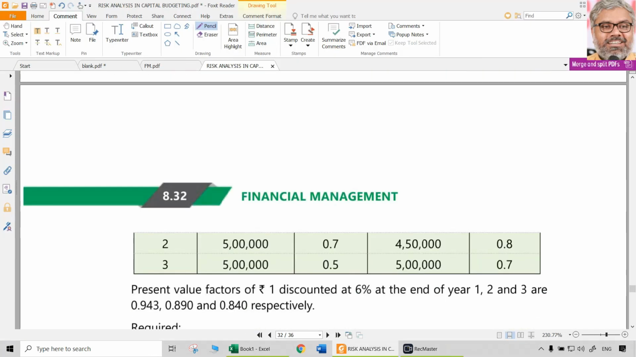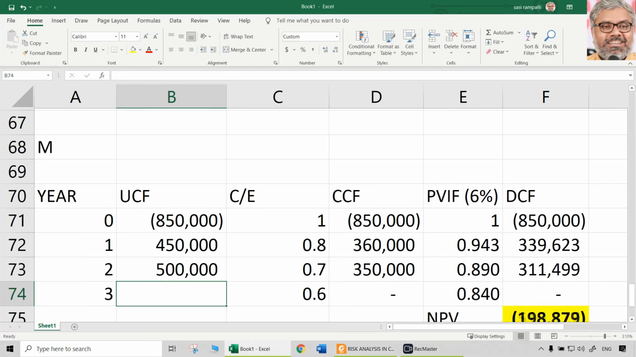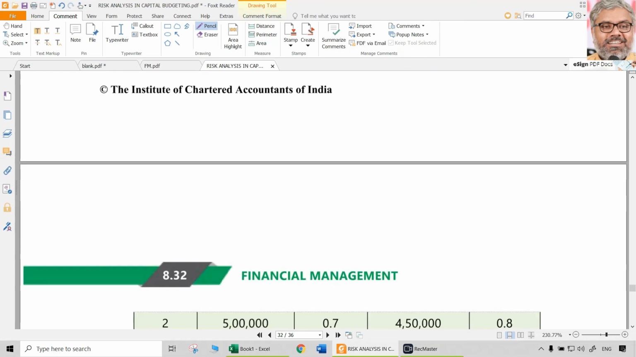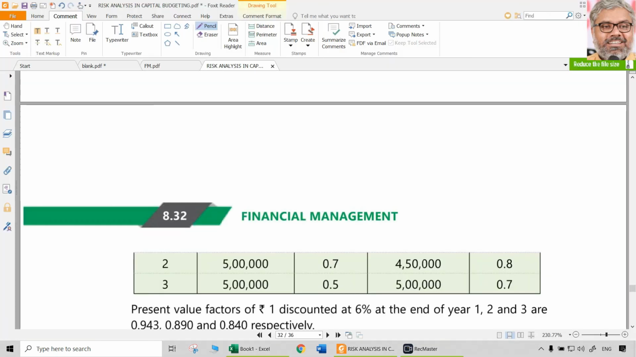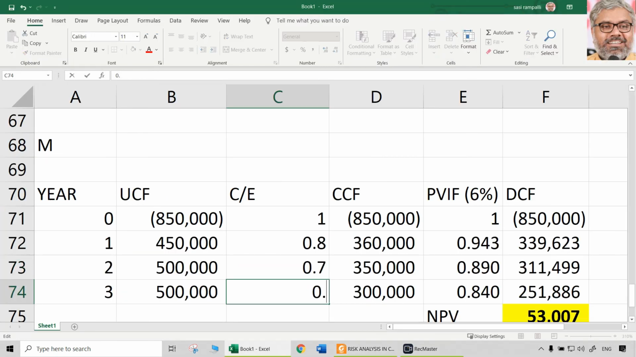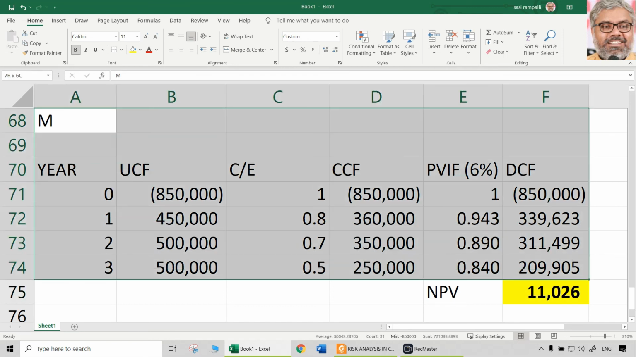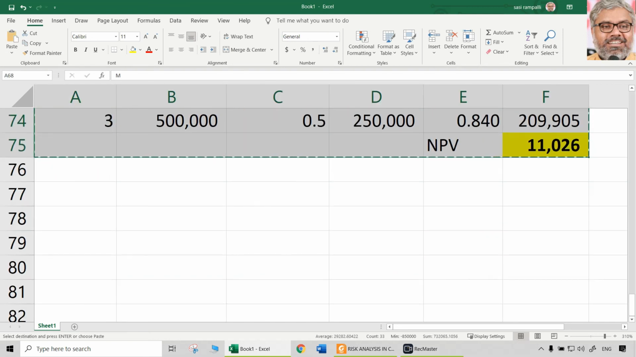Then 5 lakhs, 5 lakhs. Certainty equivalent for year 0 will be 1 because now everything will be certain. Next year 0.8 same, then 0.7 same, then next year 0.5, change that. Then multiply these two things to get certain cash flows. Then multiply with the PVIF. In this case we already have 6%, so multiplication of that will give us an NPV of 11,026. That is the NPV of project M.